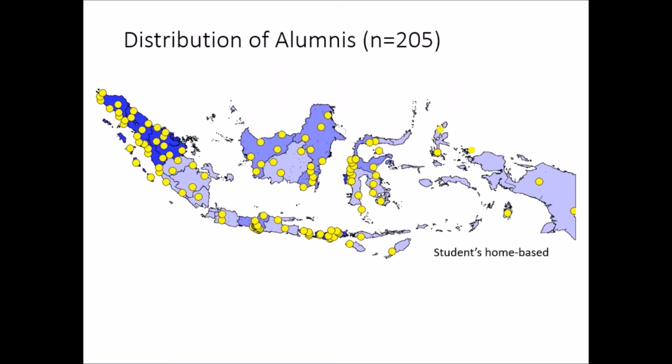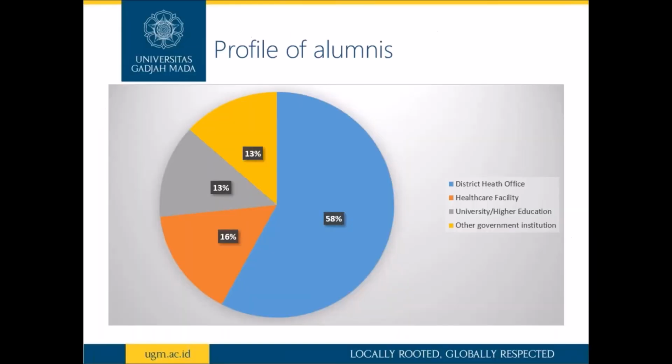Currently, the alumni of the health information system program are distributed in mostly all the provinces in Indonesia. Every year, this program takes about 20 students per year. We started the program 10 years back, and until now, the alumni number about 205. And as you know, the profile of the alumni is also similar, mostly from the district health office, a few from the healthcare facilities, and later on from academia.